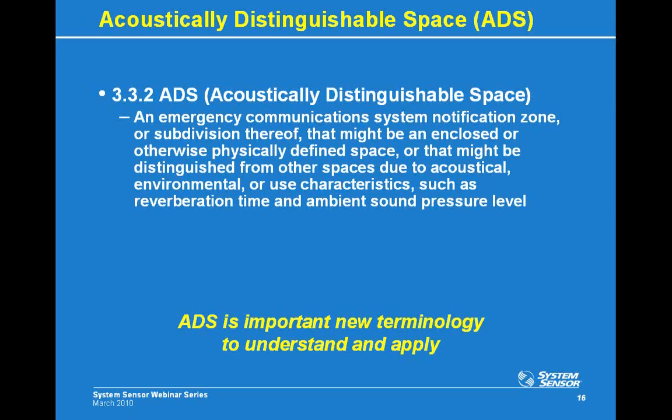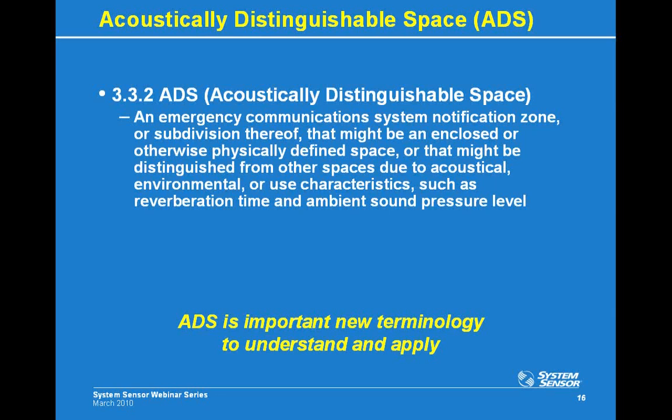An acoustically distinguishable space, according to NFPA, is an emergency communication system notification zone or subdivision thereof that might be an enclosed or otherwise physically defined space, or that might be distinguished from other spaces due to acoustical or environmental or use characteristics such as reverberation time and ambient noise. An easier way to explain this would be to take a look at the room that you're sitting in now.